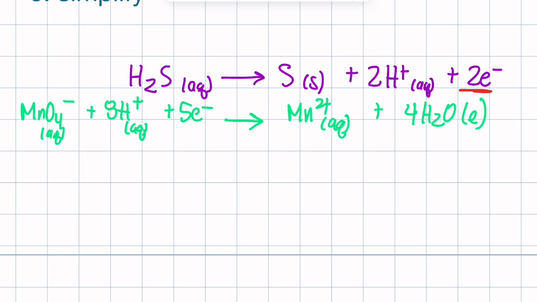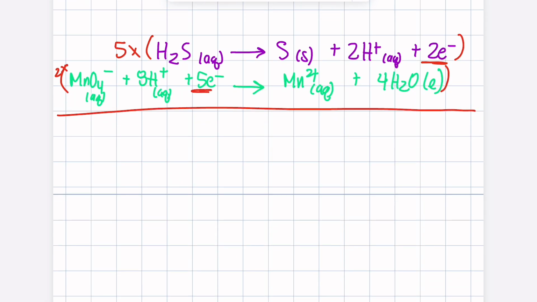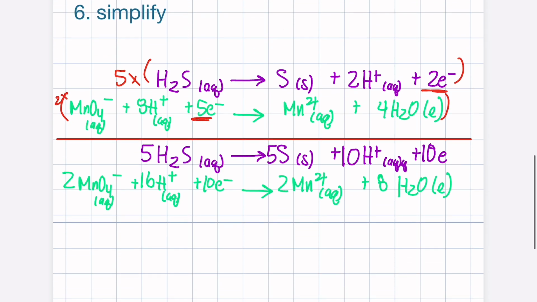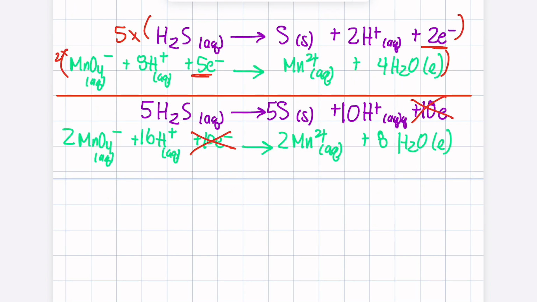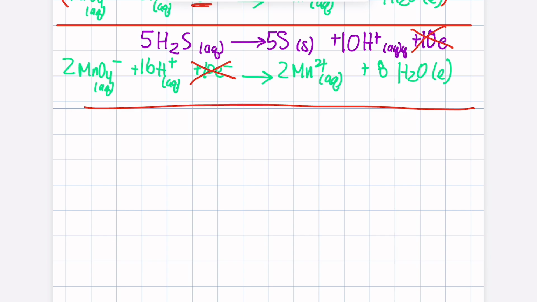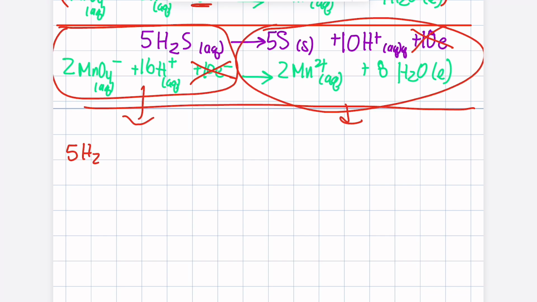So I have 2 electrons and 5 electrons, and I need those numbers to be the same. And so I'll multiply the top by 5 and the bottom by 2, and then I'll rewrite those underneath with the coefficients now based on the multiplier. Now I cancel the electrons, 10 and 10, and then I combine those into one reaction. You're combining the reactants onto one side and the products onto one side.